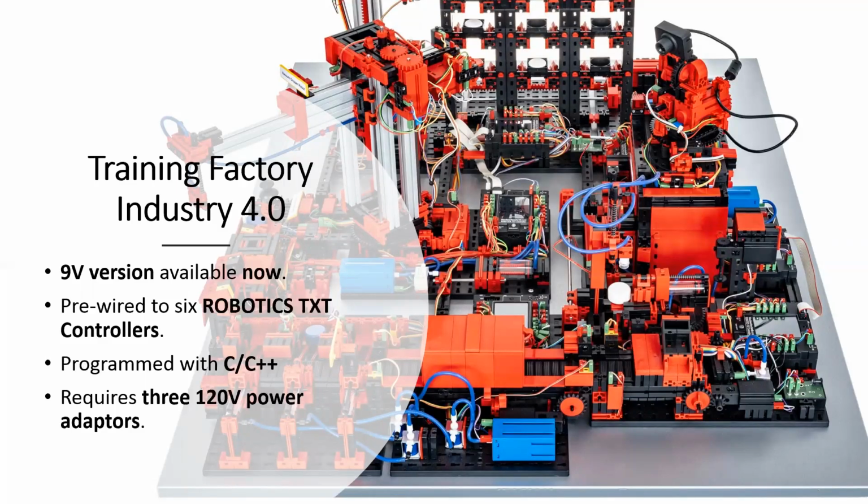Now this 9-volt version will require the addition of 3 120-volt power adapters and the ability to access the internet, as well as a tablet or device for accessing the cloud-based dashboard. Now, as with the 2 factory simulation models we discussed previously, we recommend the travel case to help protect your model during transport or storage.